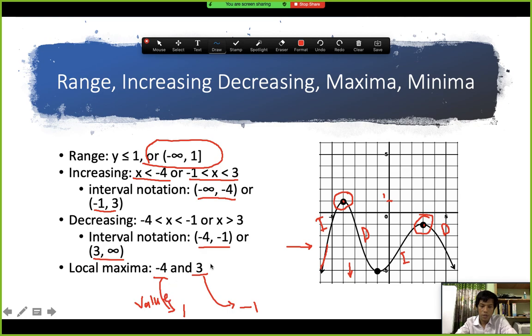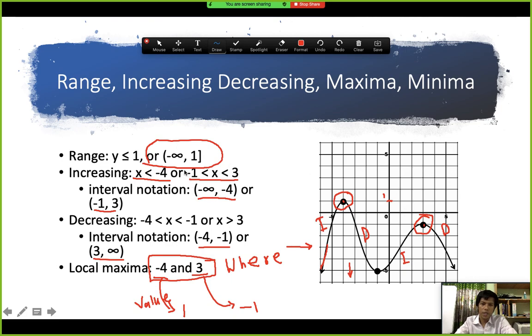Suppose the question is where is the local maximum, then the answer is these two: minus 4 and 3. What is the value at minus 4? The value is 1 at minus 4, and the value is minus 1 at plus 3. So this is the value of the maximum, and this is the place where we will have this local maximum.